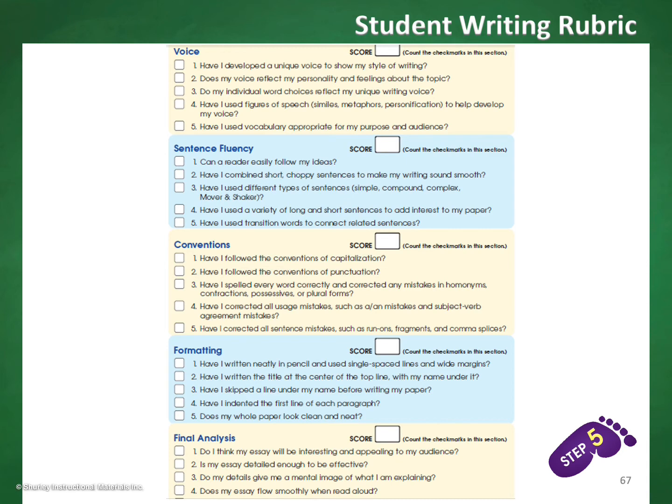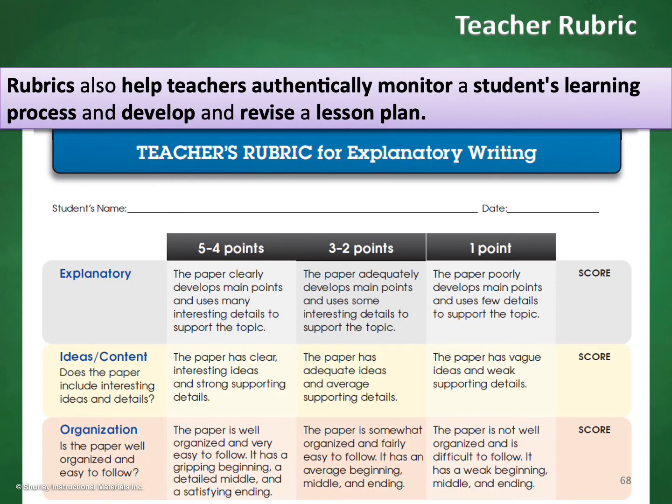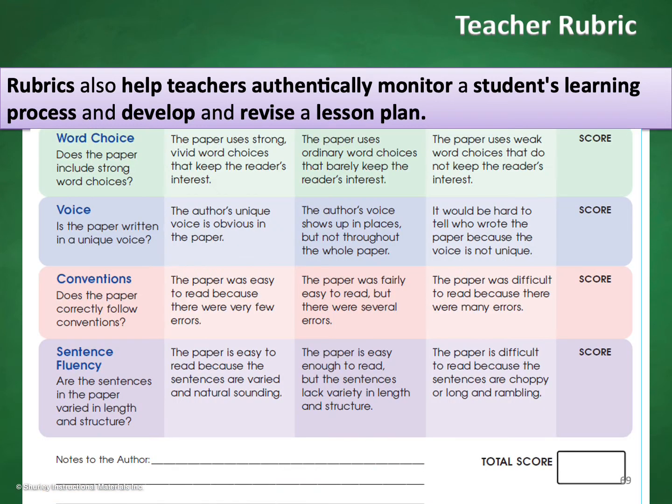Students will check their writing to see if they've met the requirements for each section. Teachers, you will have your own rubric for each writing genre. The rubric will help you authentically monitor a student's learning process and develop and revise a lesson plan. They provide excellent assessment opportunities. Of course, using the rubrics during your writing conferences can help you show each student their writing successes, as well as any areas where they may need to concentrate to improve their writing.